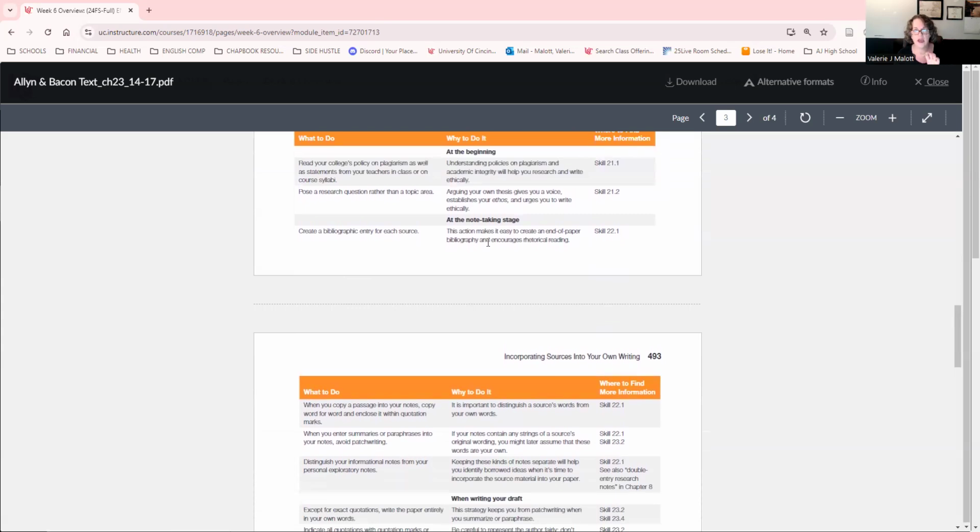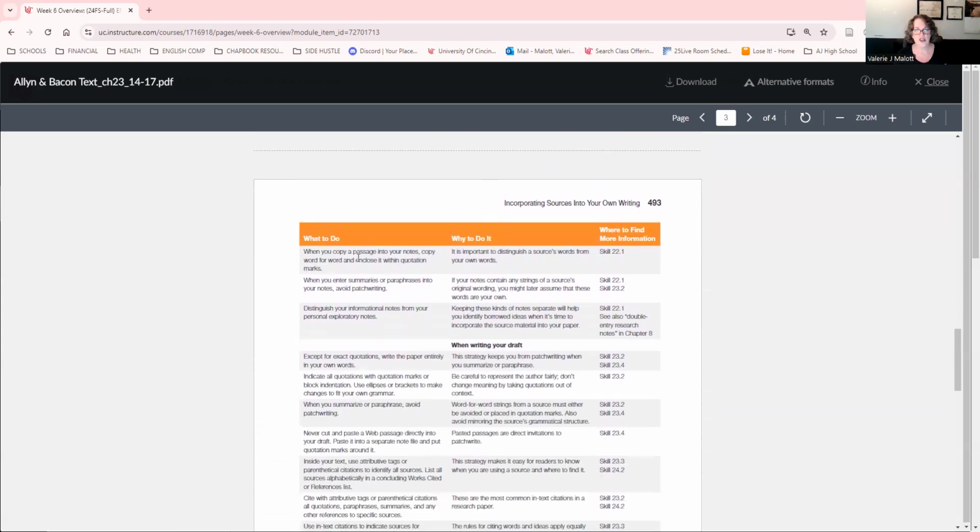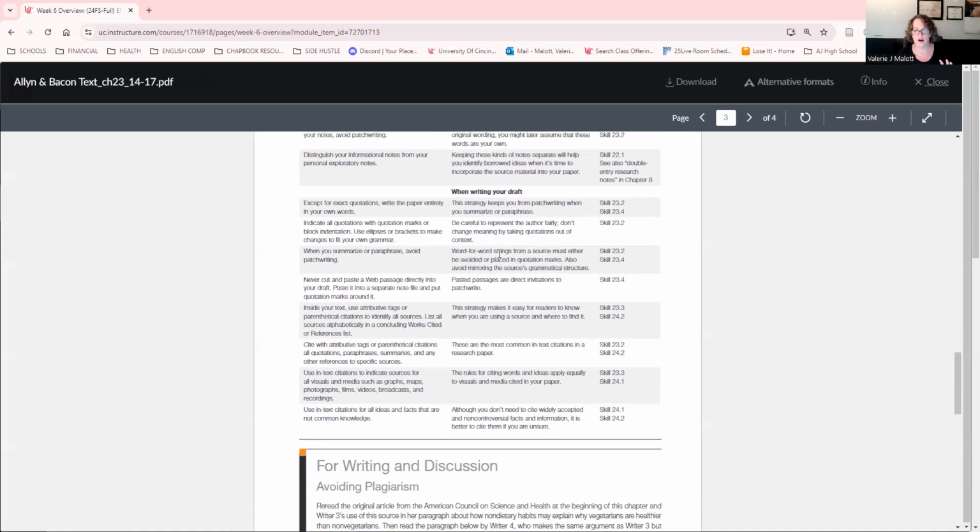So they have what you do at the beginning during the note-taking stage, making sure you copy a passage into your notes, copying it word for word, and enclose it within quotation marks. That way you know it's a direct quotation, and it helps you to then, when you're incorporating it within your research, to distinguish the source's words from your own words, right? So it's very important when you are in that research phase, when you're taking notes on sources, to make sure to indicate that it's a direct quote when you're using a direct quote. And then what you would do during the drafting process, right?